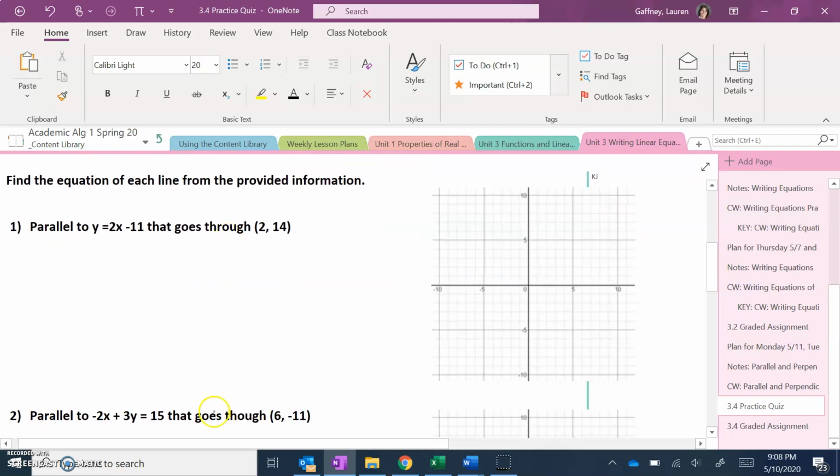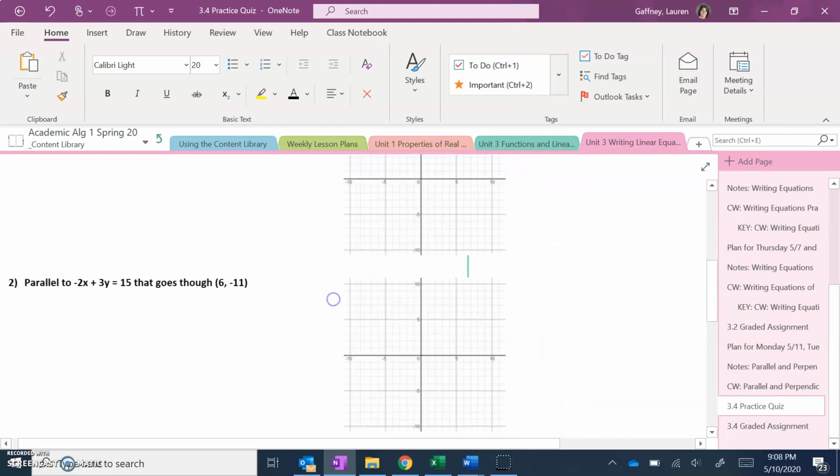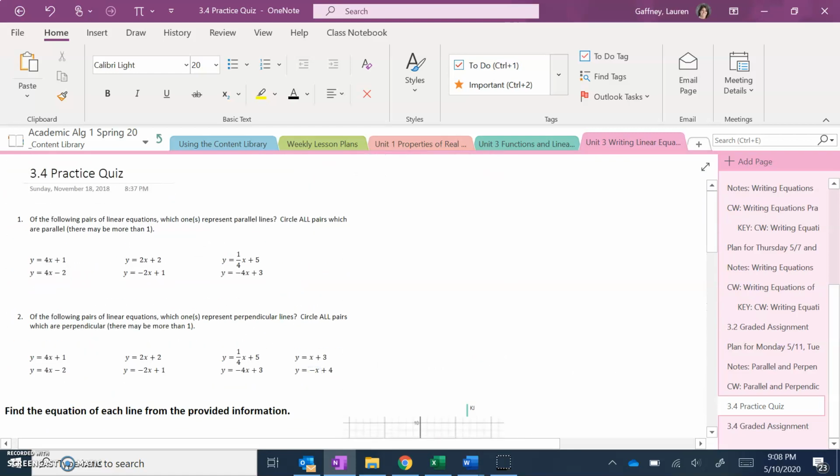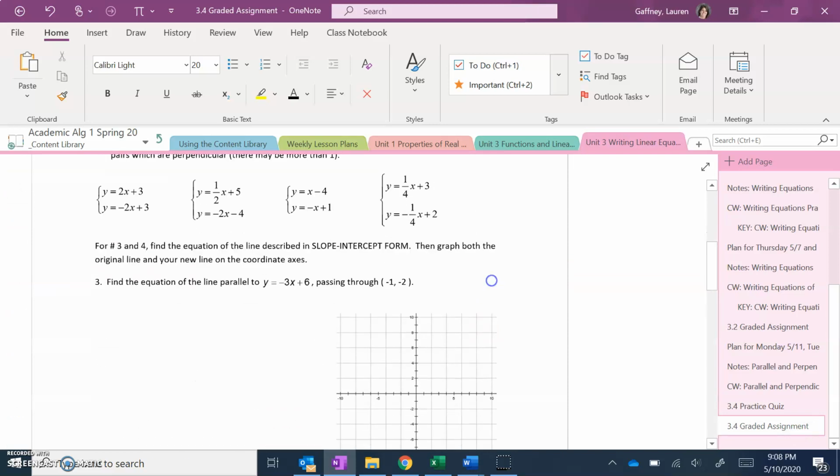Now here, this is what I did in those last 2 examples on the notes file, but then they want you to graph them both. So they want you to graph the original and graph the new line. So if I were you, I would graph the original first, pull out that slope, and then get rid of it. And then graph your final answer also on the same axes. So there's 4 examples here. I will have all these keys here as well, and then there's the graded assignment below all of that.